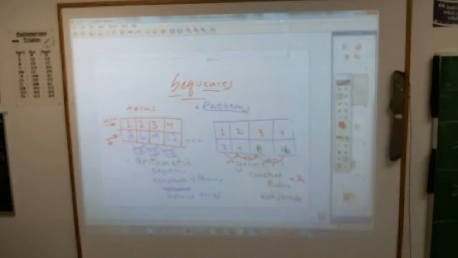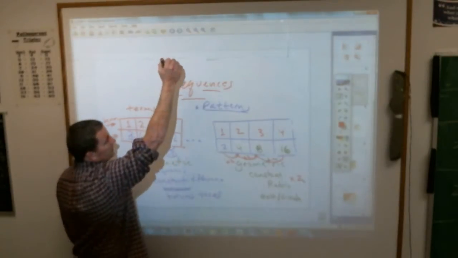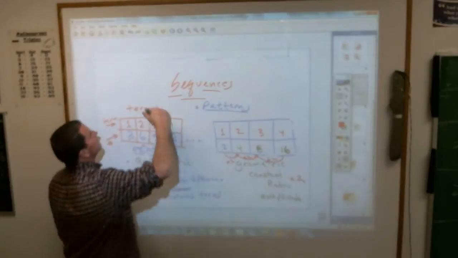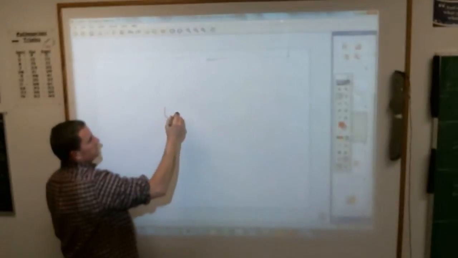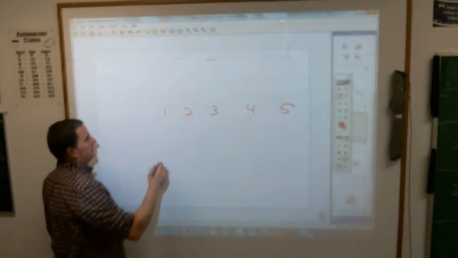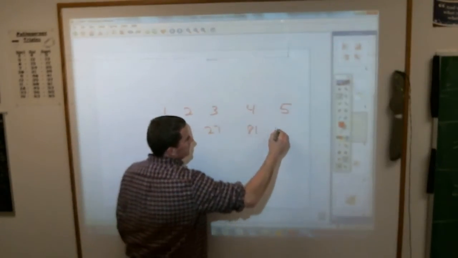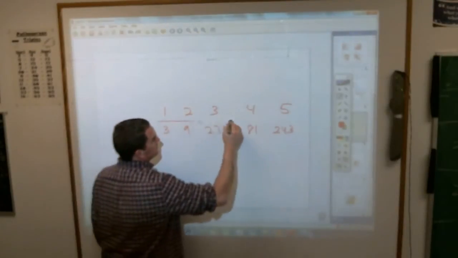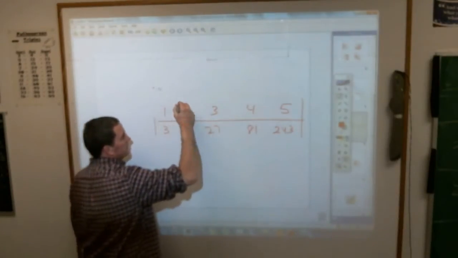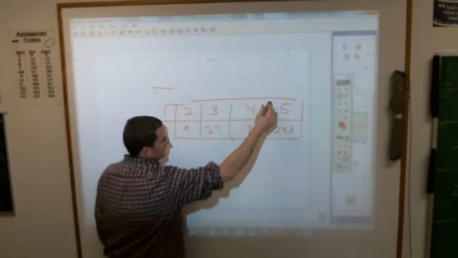They're going to ask you at times to write the formula. This is where it gets a little dicey. Let me do this one. Here's first term, second term, third term, fourth term, fifth term, and let's go with 3, 9, 27, 81, 243.